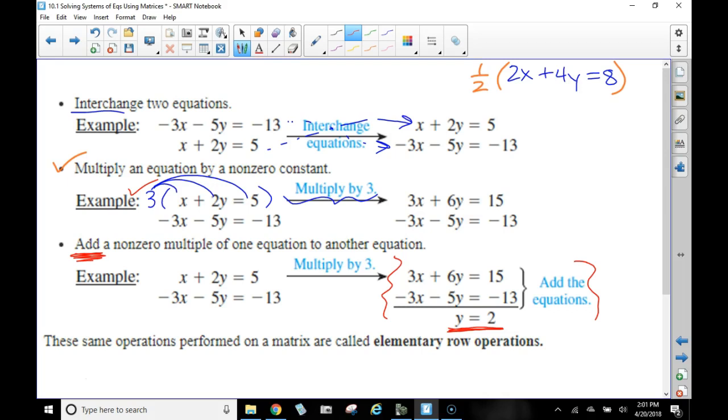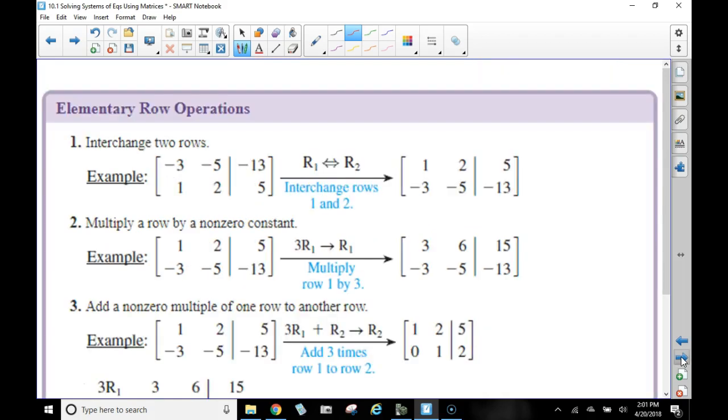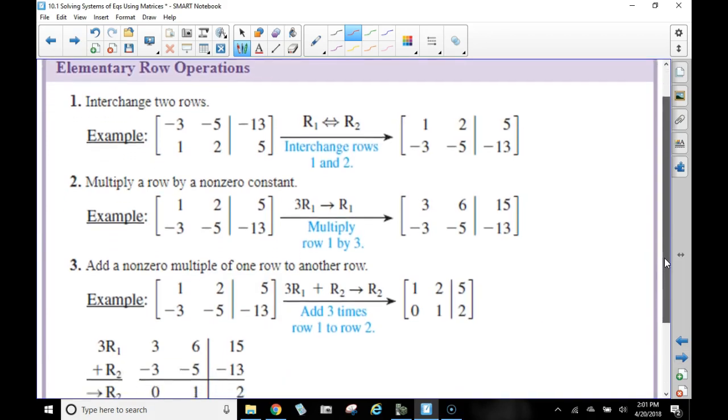We can swap two equations. We can interchange two equations. The next one, we can multiply an equation by a non-zero constant. We can add a non-zero multiple of one equation to another equation. These moves are called elementary row operations. Okay? And here are some more examples.